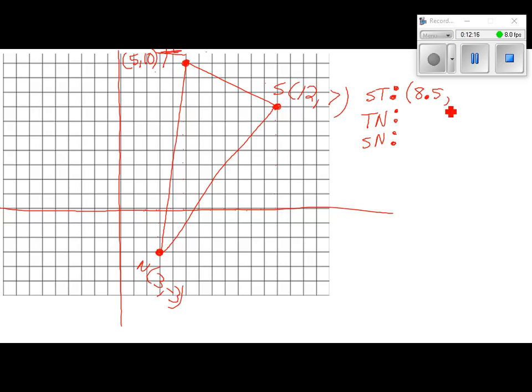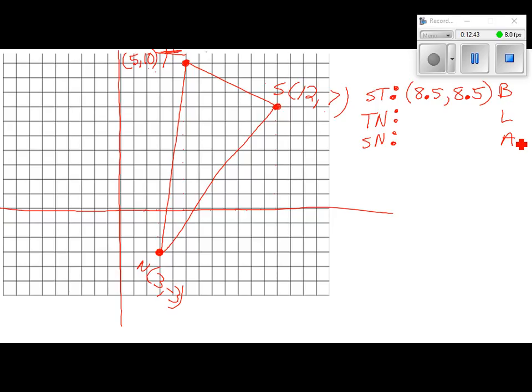Then I do the y's. The y's are 10 and 7. 10 plus 7 is 17. 17 divided by 2 is 8.5. So that's a midpoint. So if I graph the point 8.5, and we'll call it, we got N, T, and S. We'll call this B. We'll call the next one L, and we'll call the last one here A.